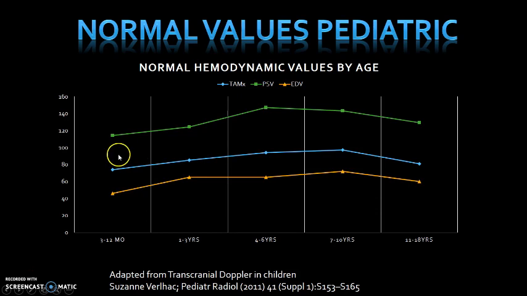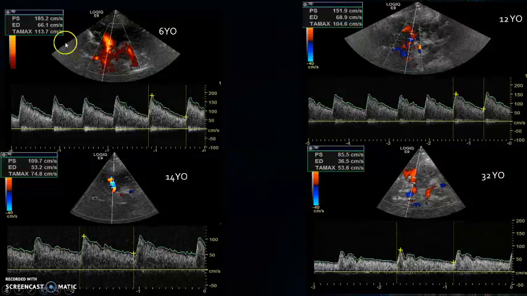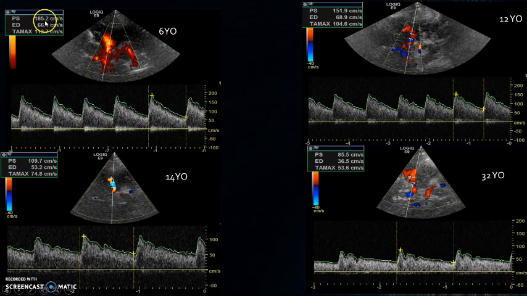Here's a chart showing the distribution of velocities through age from early on. It goes rising and then decreases in a bell curved shape pattern. And here's a demonstration of that. On a 6-year-old, it's 185 centimeters per second peak systolic velocity, 114 time average mean. On a 12-year-old, it goes down to 104, 151.